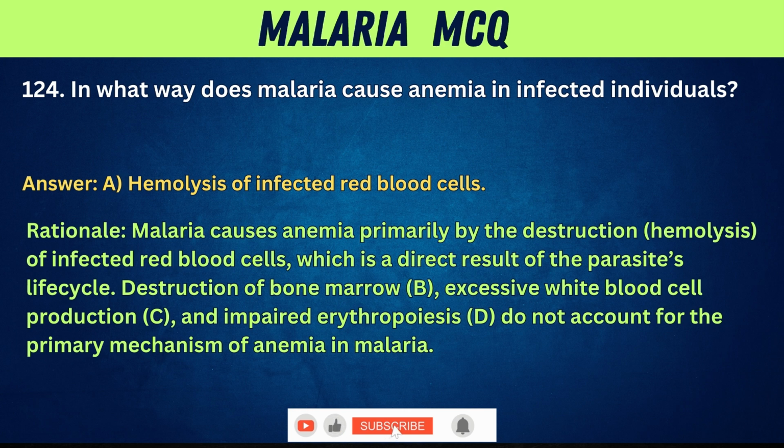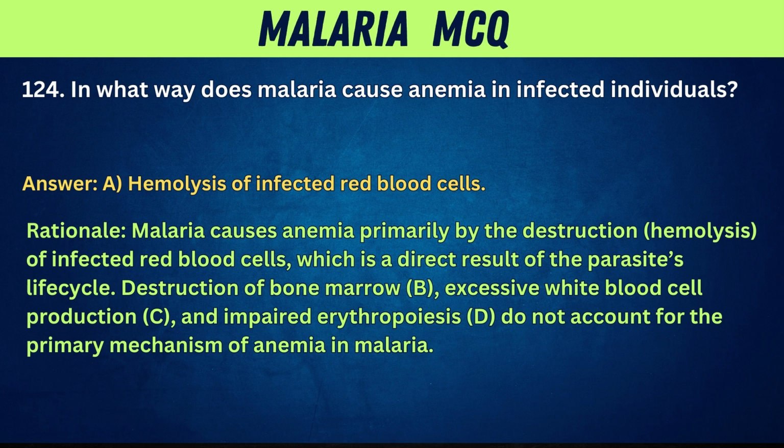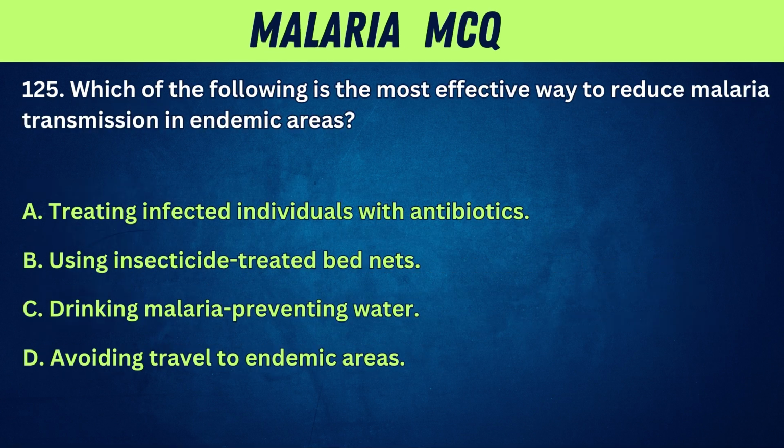Rationale: malaria causes anemia primarily by the destruction, hemolysis, of infected red blood cells, which is a direct result of the parasite's life cycle. Destruction of bone marrow (B), excessive white blood cell production (C), and impaired erythropoiesis (D) do not account for the primary mechanism of anemia in malaria.